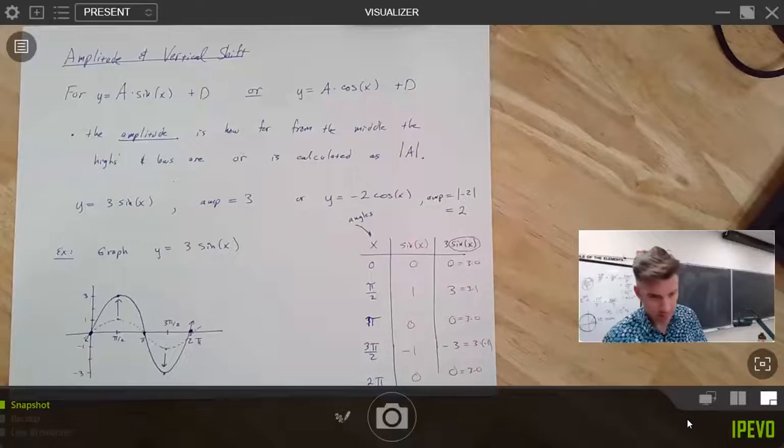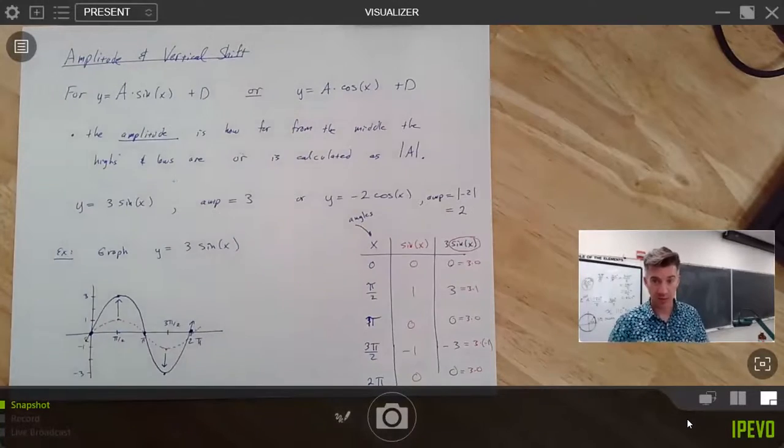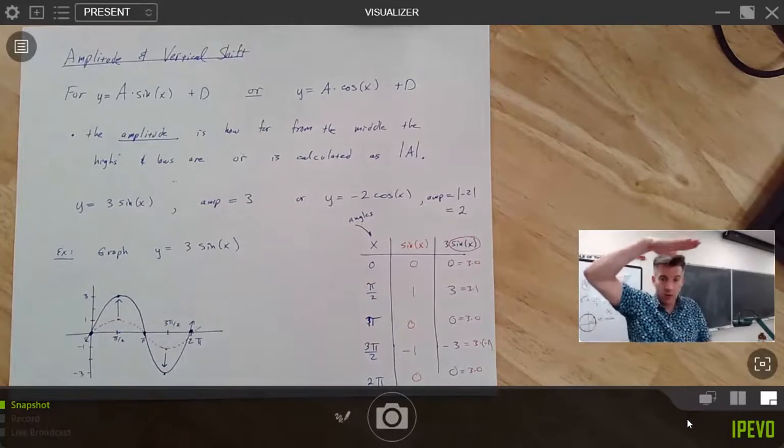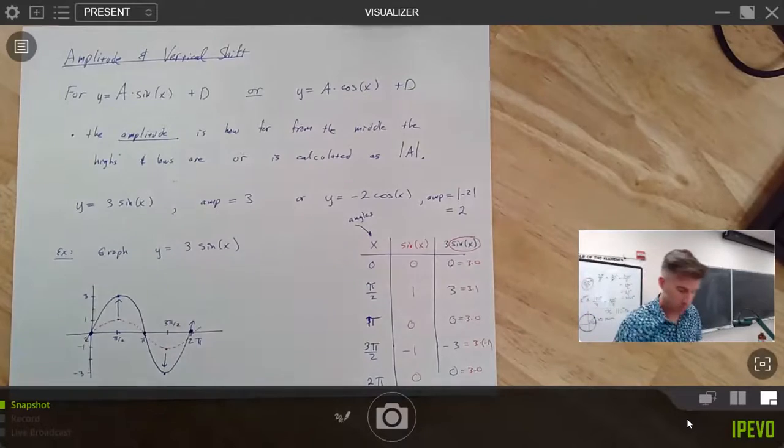Whoops, I didn't mean to stop sharing. I meant to share my other screen. Okay. So that's what changing the amplitude does. It either stretches it up or it squashes it down if your amplitude is smaller than 1.